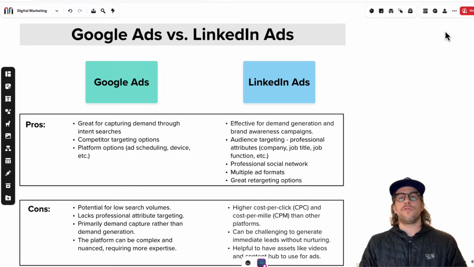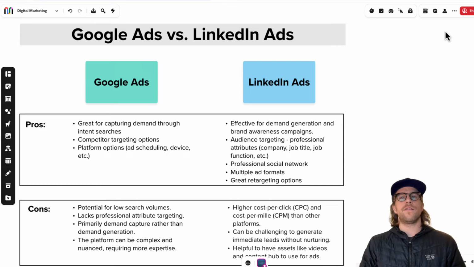And there are a lot of great retargeting options. You can retarget based off of how users interacted with an ad. If they clicked it, if they watched a certain percentage of a video, you can retarget based off of that. If they opened a lead generation form but didn't complete it, you can retarget them there. So they have a lot of great native retargeting options beyond just retargeting website visitors. So those are the pros for each of the platforms.